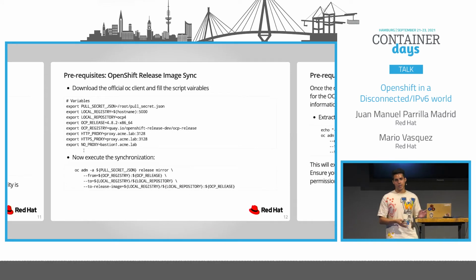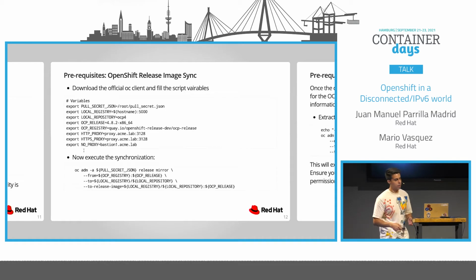Then, more things. Now that we have our registry in place, we need to mirror the Openshift release image. The Openshift release image is like a big container image that points to other container images. For example, the Openshift release 4.8.10 will point to the cluster authentication operator version, whatever, to the Openshift registry version, whatever. So it's like the way that we have to release Openshift.